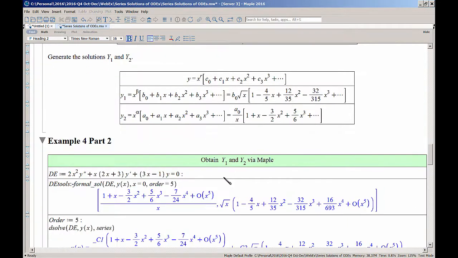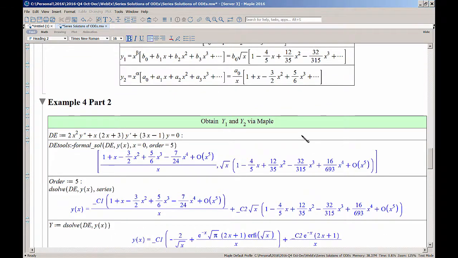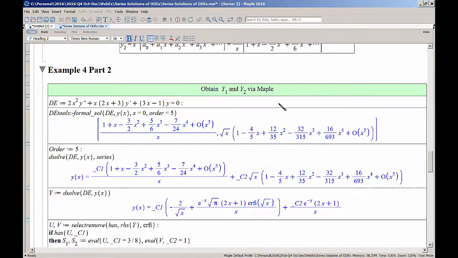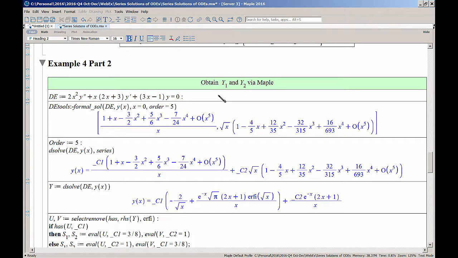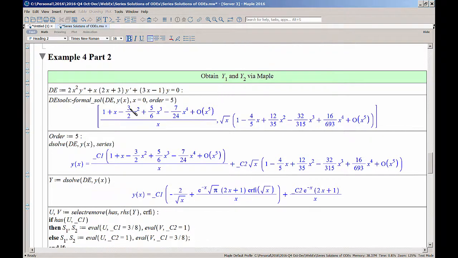Classically done for many of the famous differential equations from applied math. What can Maple contribute to this discussion? Here's the differential equation.